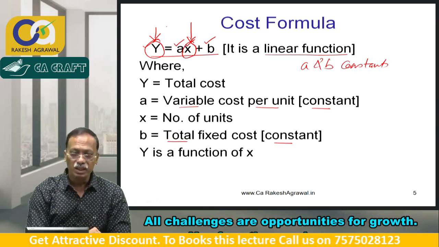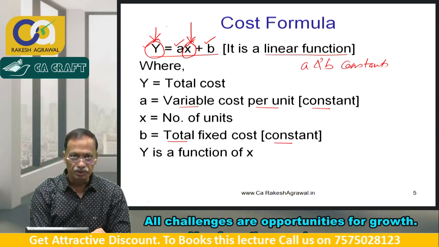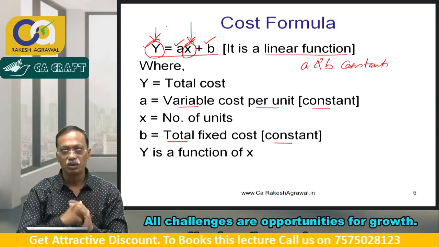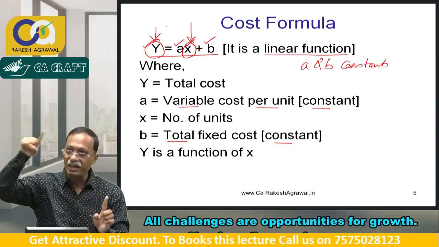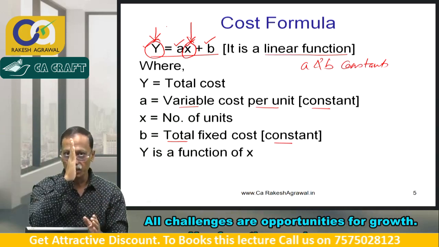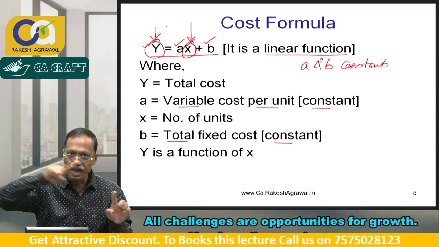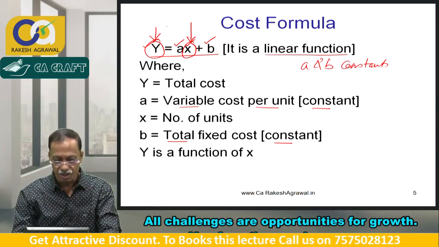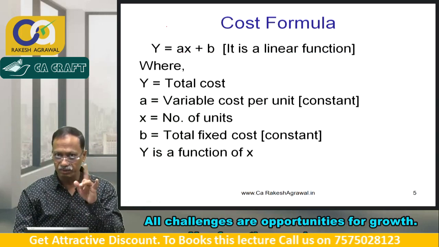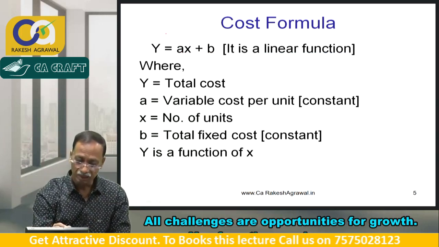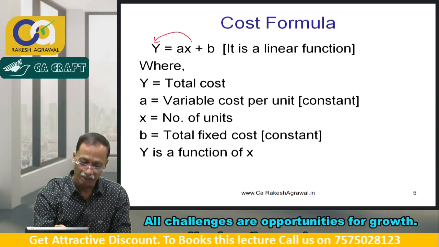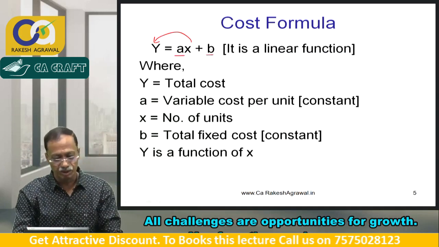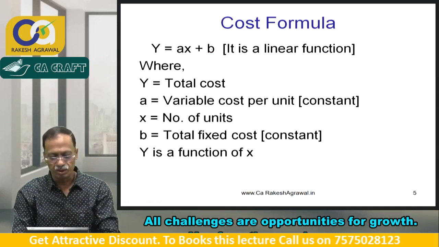So generally in marginal costing we deal with linear functions, that is, the graphical behavior of the total cost line is a straight line. A straight line doesn't mean only vertical or horizontal, it could be diagonal, but it should be a straight line. Therefore it is known as a linear function. Is that clear, my dear friends? Y is a function of x, that is, the value of y depends upon the value of x, and a and b, these two are constants, that is, variable cost per unit is constant and total fixed cost is constant.